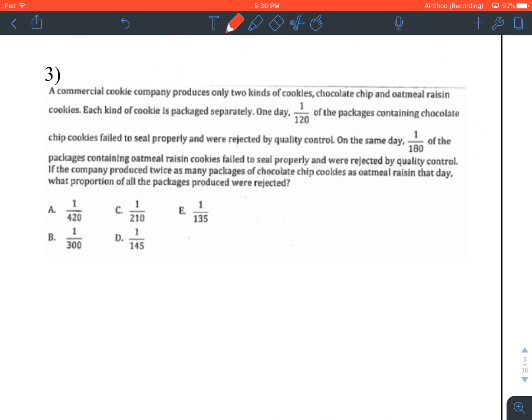Each kind of cookie is packaged separately. One day, 1/120th of the packages containing chocolate chip cookies failed to seal properly. So 1 out of 120 of the chocolate did not seal correctly. On the same day, 1 out of 180 of the oatmeal raisins didn't seal correctly. So I'm going to write that down. 1 out of 180 for the oatmeal.